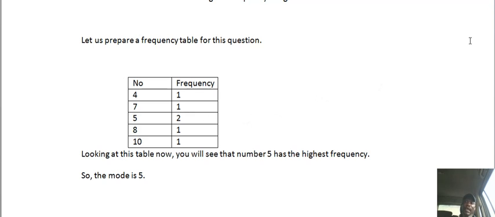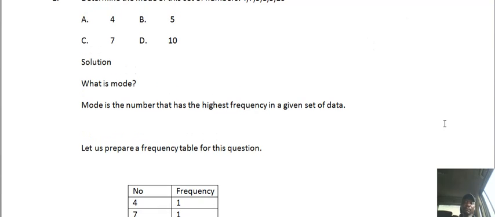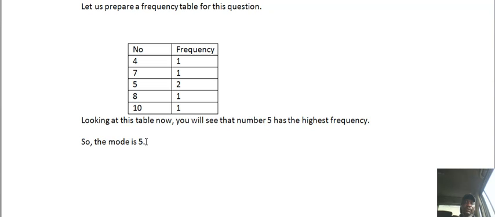5 is the mode. And if you go back to the options, the option having 5 is option B. So the answer to this question now is B.